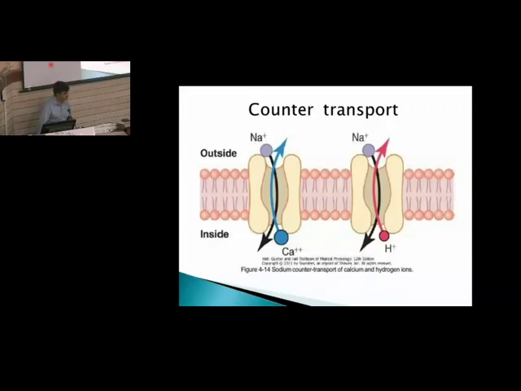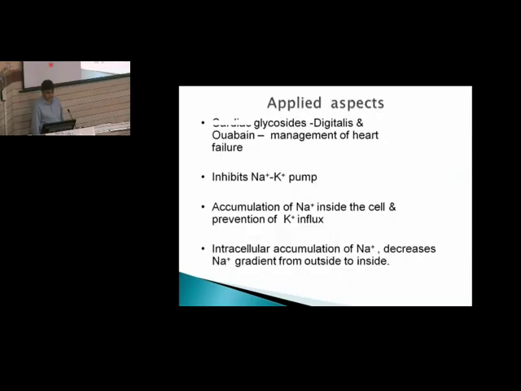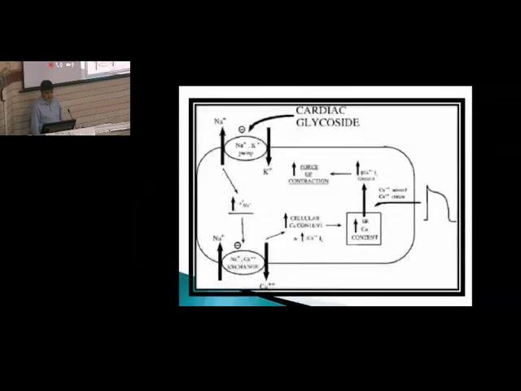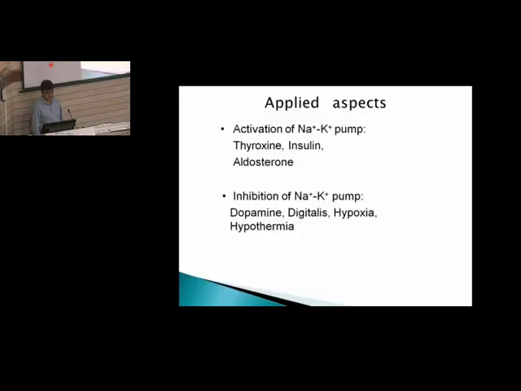Okay. So this is an example of counter transport, right? Applied aspects, we have cardiac glycosides that inhibit the sodium potassium pump and increase cardiac contractility, right? This is the applied aspect of it. We use cardiac glycosides to increase the contractility of cardiac muscle, right? These are the other examples where you can activate the sodium potassium pump or you can inhibit the sodium potassium pump.